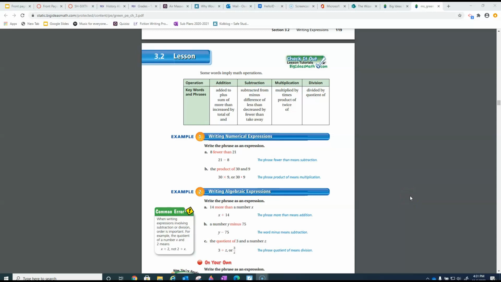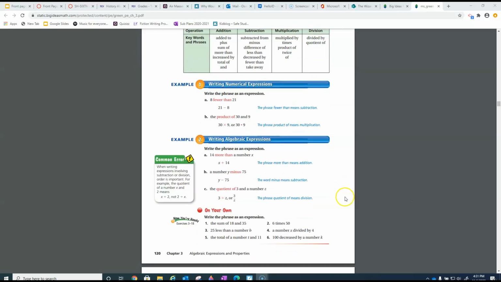In this tutorial, I'm going to be talking about the different keywords and showing you how to make a phrase into an expression. So we're going to take words and we're going to put them into a number sentence. So first, I want to show you, this is your textbook.